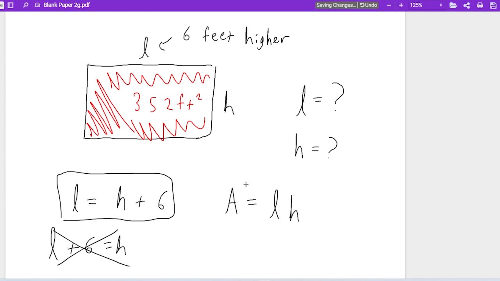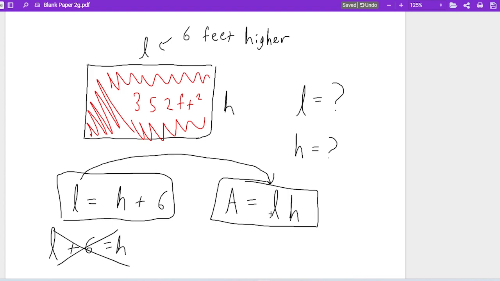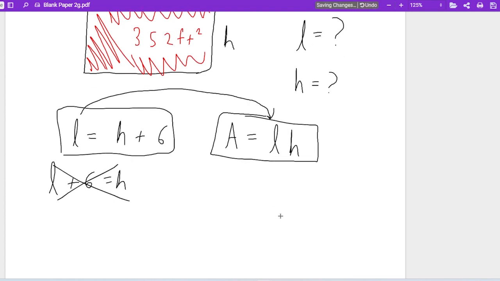Now all we need to do, this is where Algebra 2 comes in, which is usually a 10th grade topic. The secret is that we're going to plug in this length right there. And to do that, we now have the area, which I know is 352, is equal to the length, which I'm saying is quantity h plus 6 times h. And so now what I cannot do, I cannot set h plus 6 and h equal to 0 or 352 like we did in the last one, because it doesn't equal 0 right now.